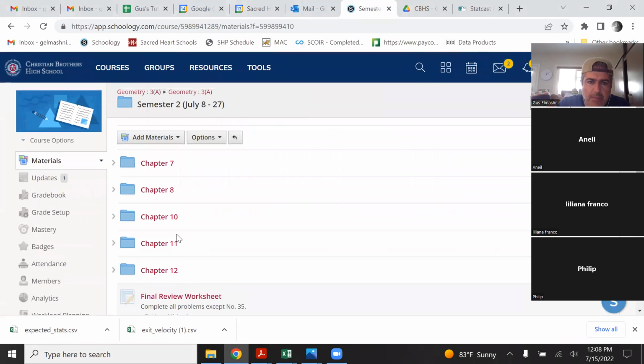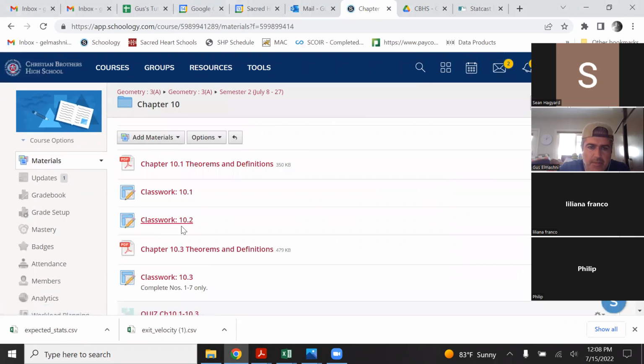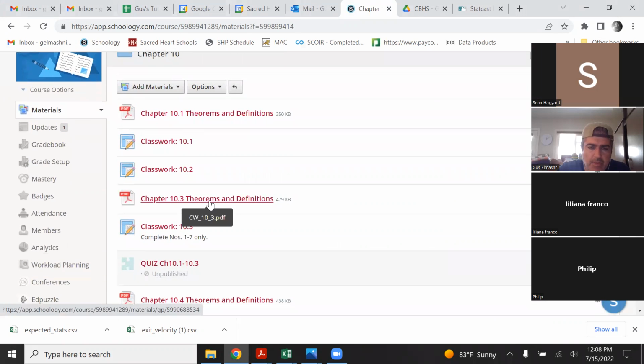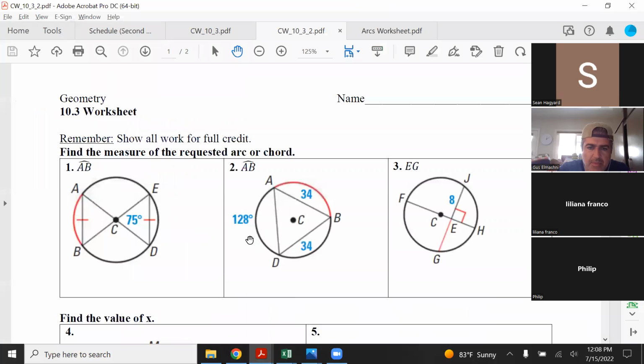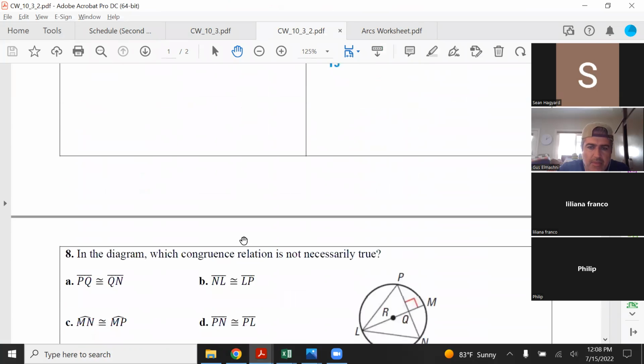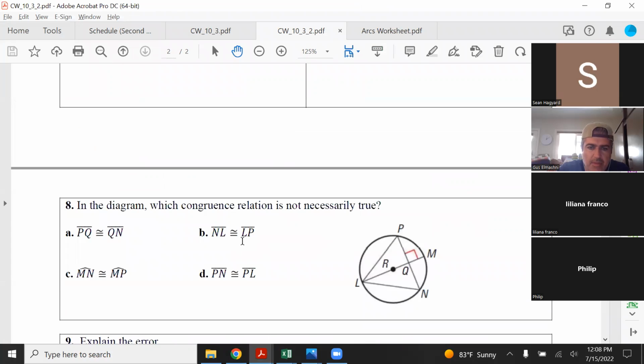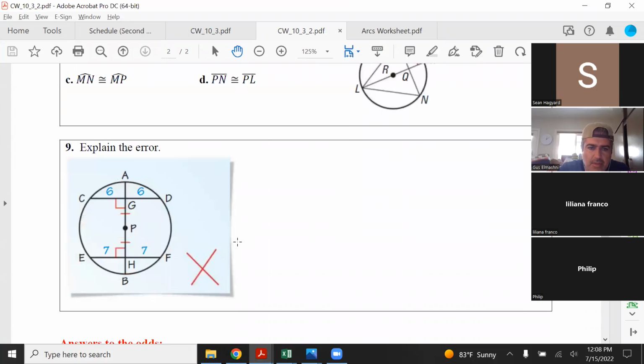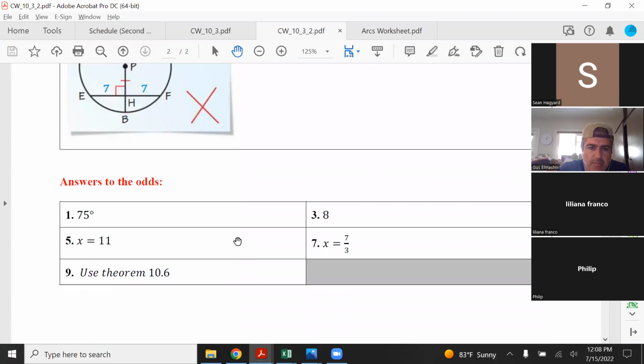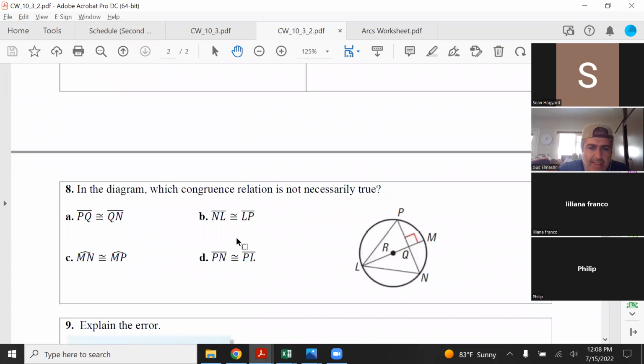But yeah, if you go to chapter 10, theorems and definitions, no, it's going to be right here. And so let's do 1 through 7 only. I don't know, I think we could do all of them. Yeah, I don't see why we can't do them all.